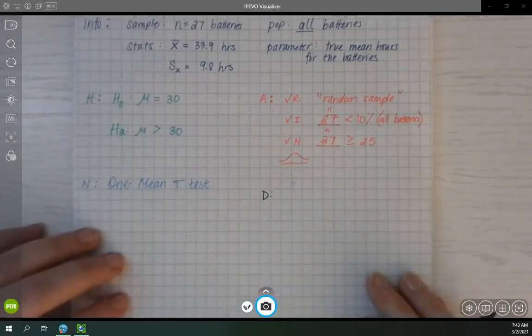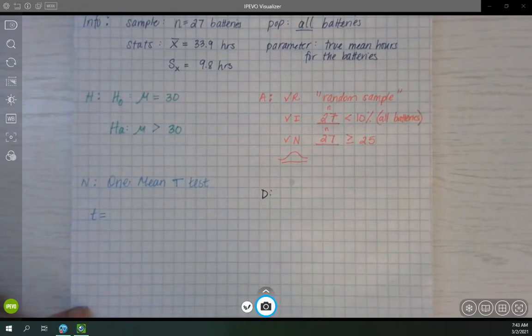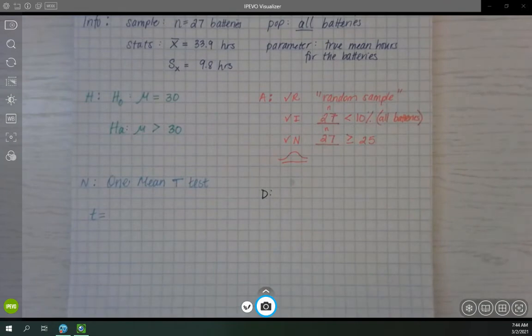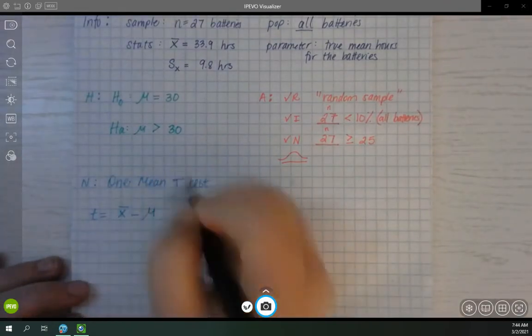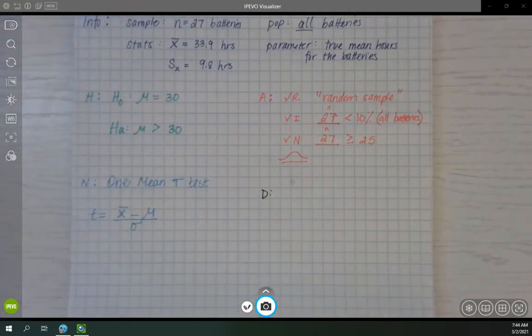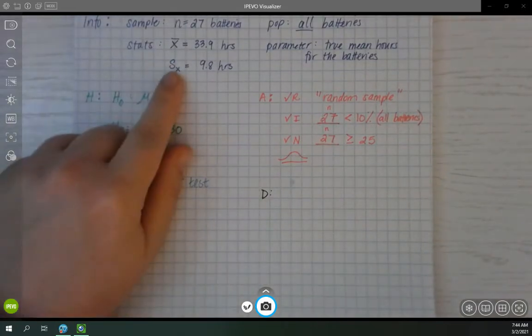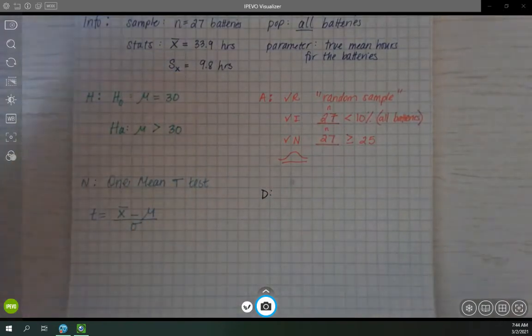Now I need to set up the formula for finding the t-score. To find that, I'm going to take our x bar minus the mu all over the standard deviation. And I need to put those into numbers. Now here's the only problem. They didn't tell me standard deviation. They told me the letter S. So we're going to have to work this bottom out a little differently.